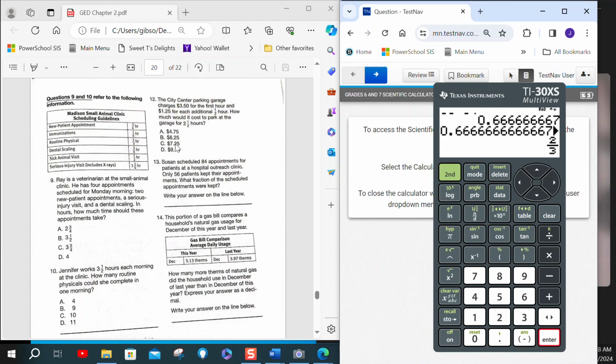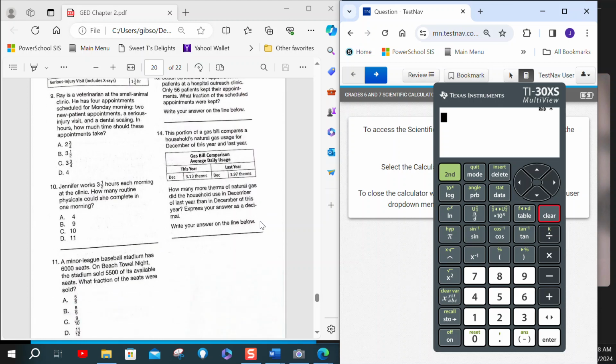Okay, and then also up here we had $7.25. So number 12 should have been C. So we'll clear that. Okay, number 14. It says the portion of a gas bill compares a household's natural gas use for December of this year and last year. How many more therms of natural gas did the household use in December of last year than in December of this year? Express your answer as a decimal. Write your answer below. So you would take 3.97 minus 3.13, and you'll put 0.84 because they want us to express our answer as a decimal.